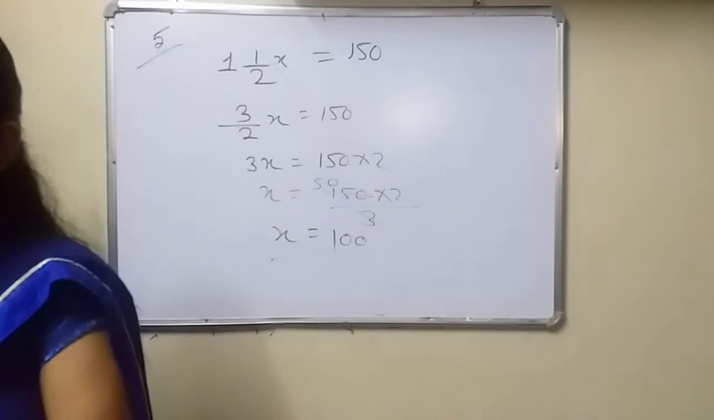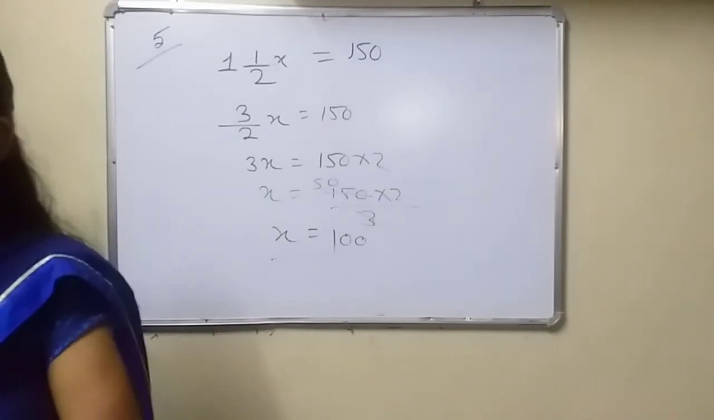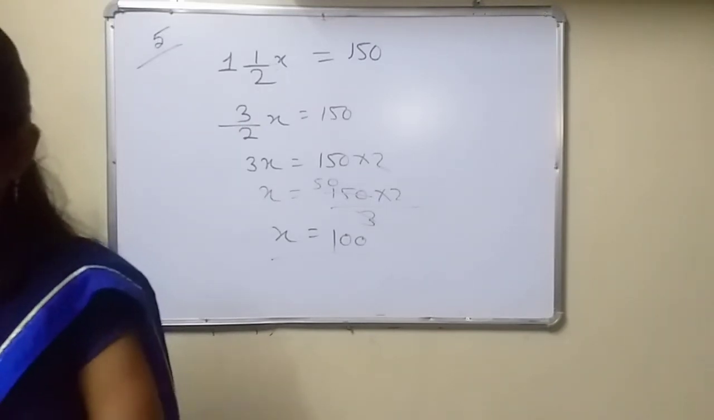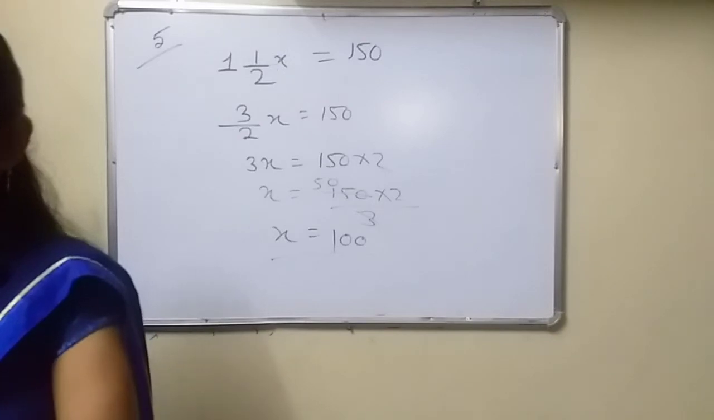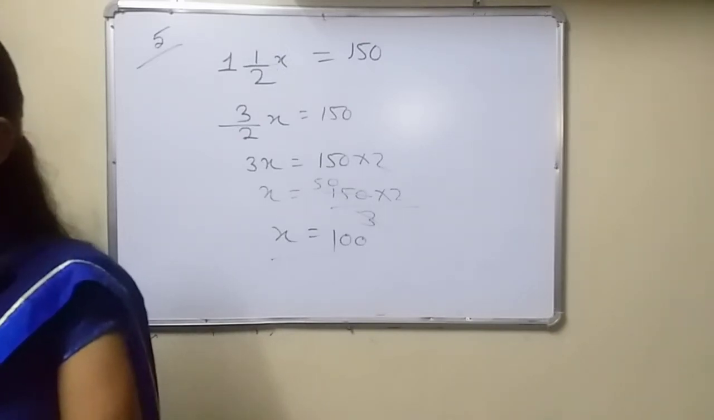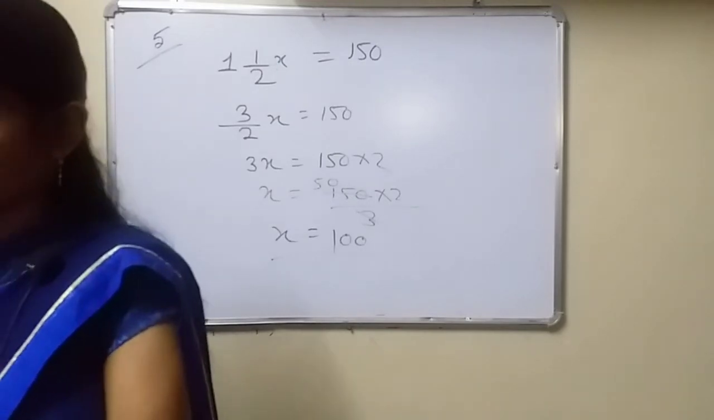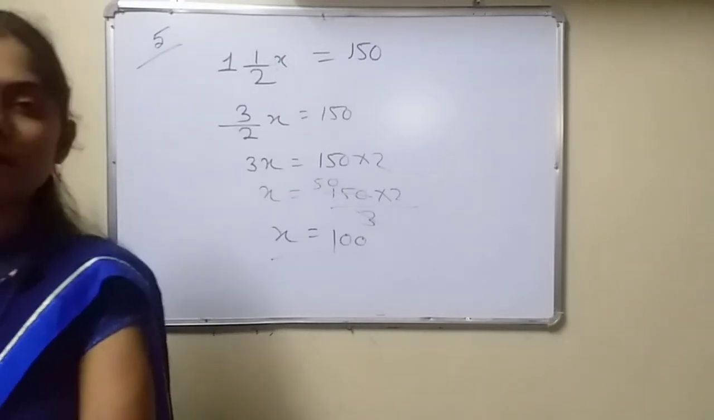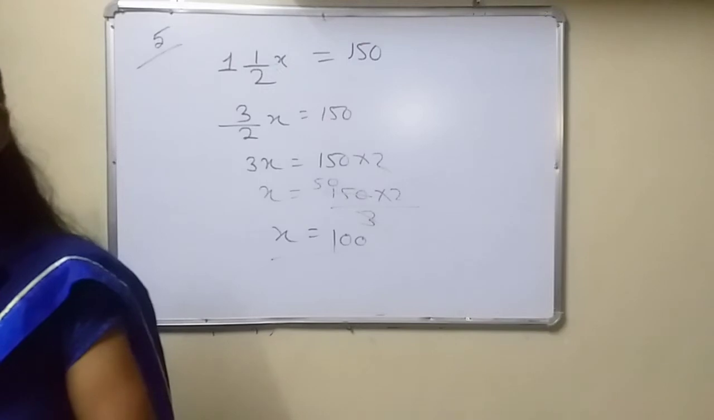I am thinking of a number. 5 times that number is 65. What is that number? It means the number which they are thinking of, 5 times the number, that is 65.